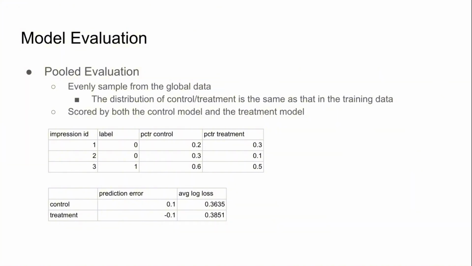Here we propose pooled evaluation. This is used at Twitter ads prediction. We evenly sample from the global data. It makes sure distribution of the evaluation dataset aligns with that of training data. On this dataset, for each example, we request both models and get 2 predictions. We calculate the model metrics for both models. Since the model fits the whole training data, a better model should perform better on the evaluation dataset that is homogeneous with the training data.